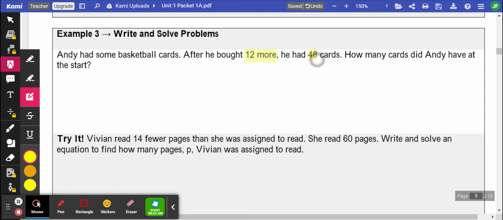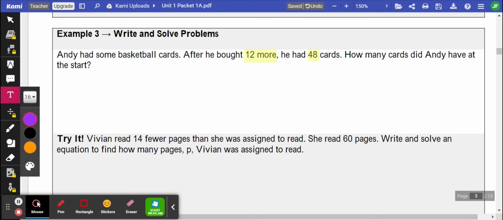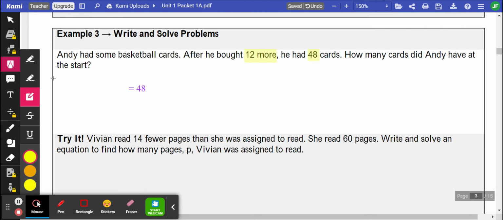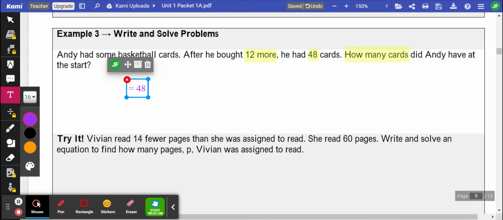He had 48 cards. So this is a total. And when I have a total, I like to do an equal sign. So our total is 48. There's going to be something else before it. How many cards did Andy have at the start? So how many cards is what we're looking for. So he had a certain amount of cards when he started.